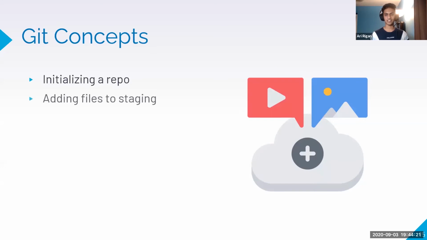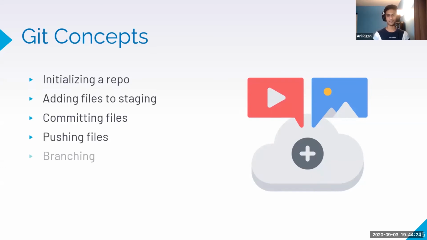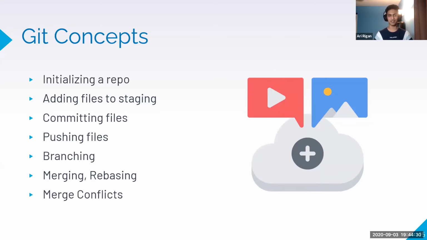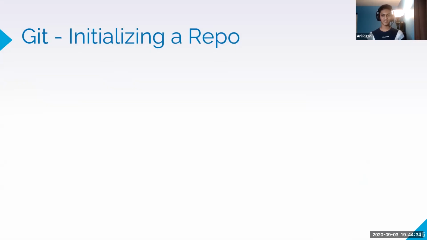Git concepts. When you initialize, there's a bunch of things that you have to do to get into the workflow. First is initializing a repo, adding files to staging, committing files, pushing files, branching, merging, rebasing, merge conflicts. I hate merge conflicts. We can't really avoid them. So we're going to be talking about all of these in just a sec. So, initializing a repo.